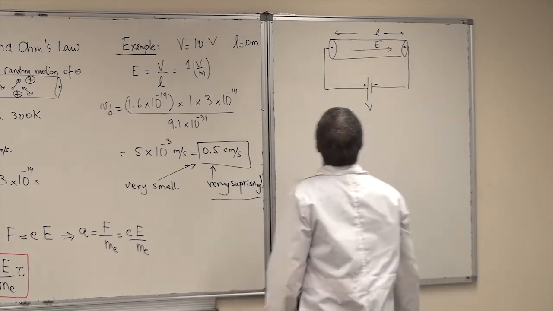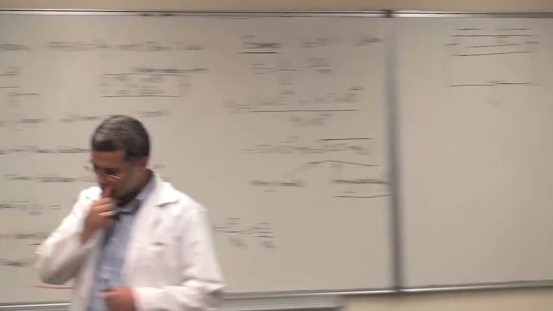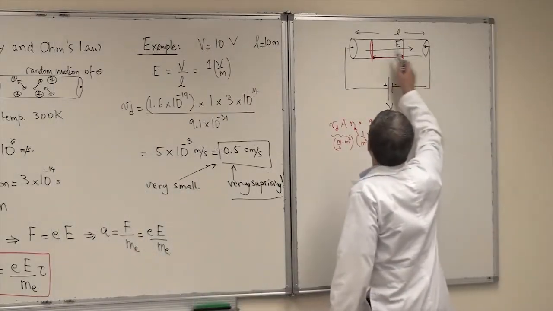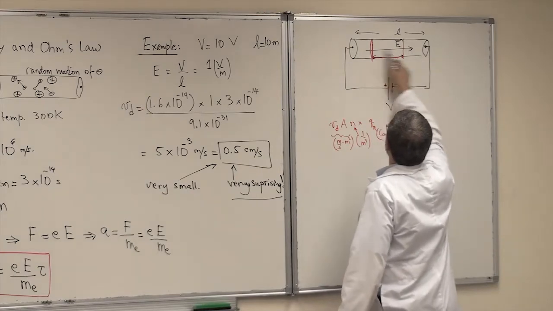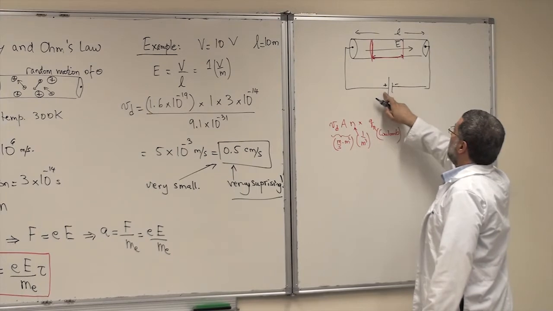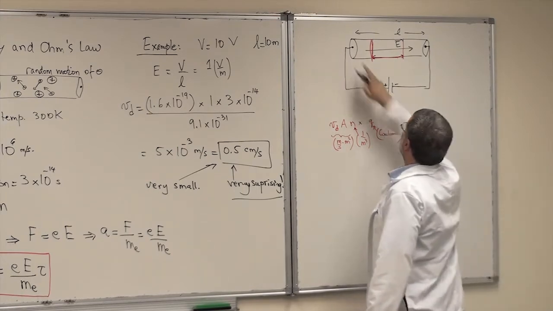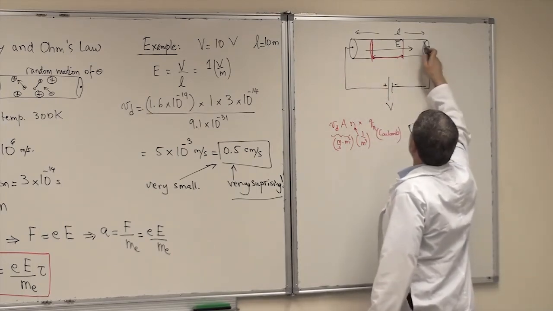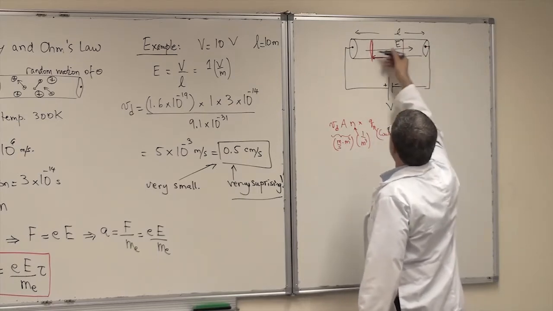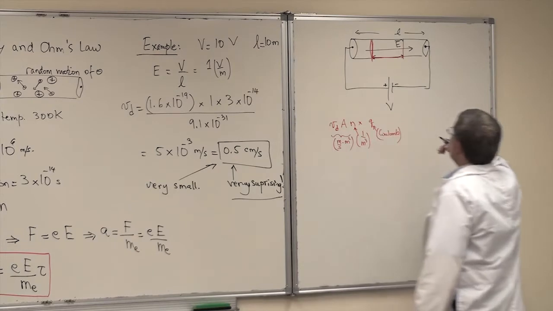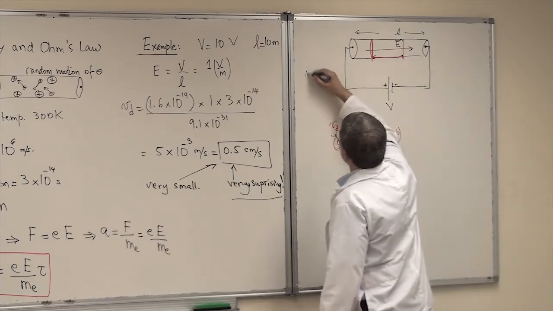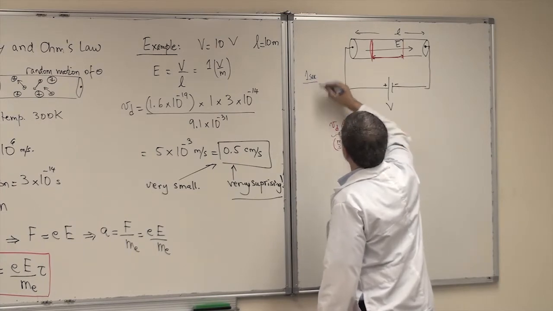Very important. Look with me here. We have an electric field in this direction because, looking at the battery, the positive will be higher potential here and the negative will be lower potential here. The electric field is always toward lower potential. And now we have electrons moving, okay? Let's do something now. Let's look at what happened in 1 second.